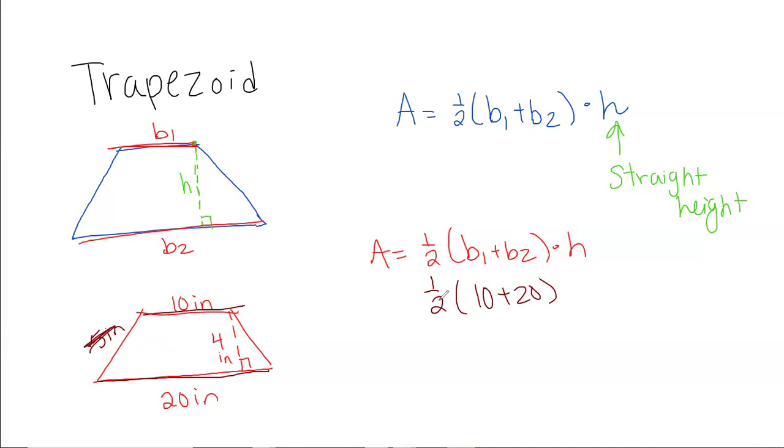Okay? So 1/2, 10 plus 20 times the height of 4. So order of operations, do the parentheses first. 10 plus 20 is 30 times 1/2 times 4. And now you can multiply in any order. I know 4 times 1/2 is 2. 2 times 30 is 60 inches squared. You can multiply in any order or just take that through a calculator. You can do 1/2 in the calculator or 0.5, either way.